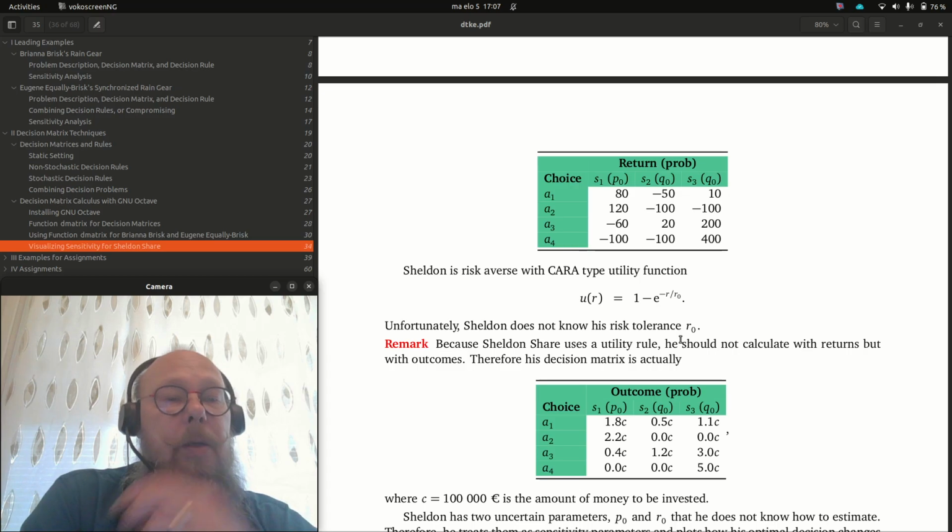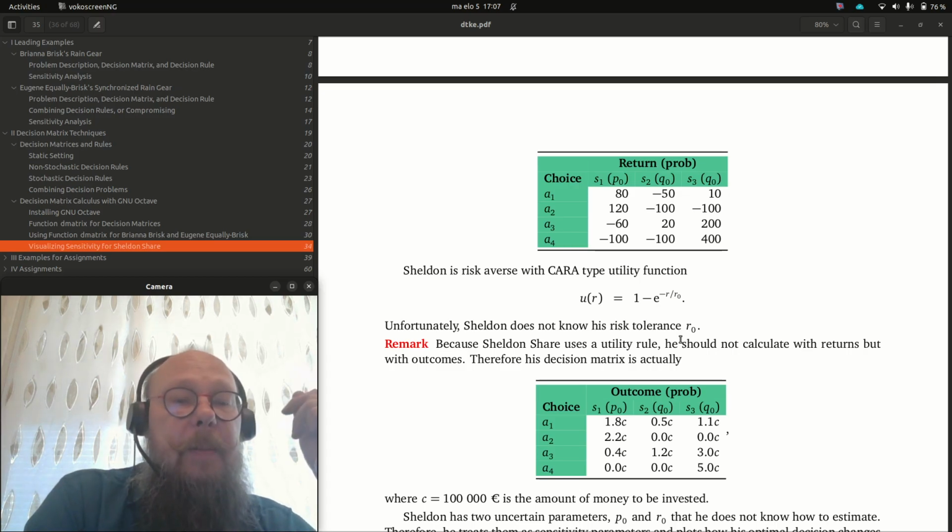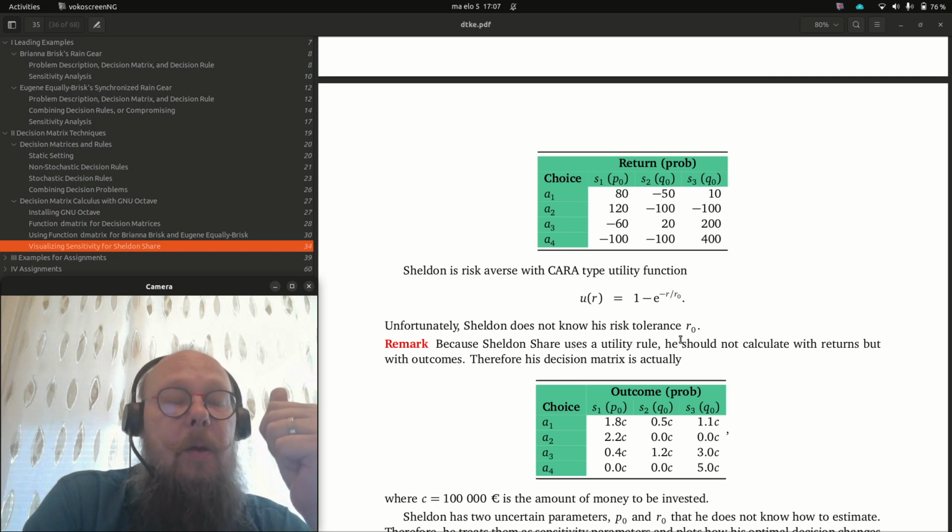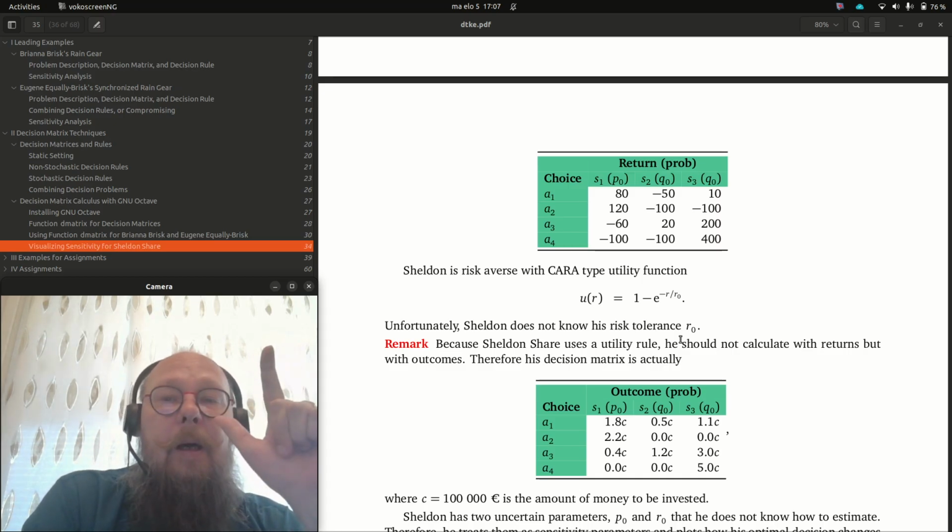So now we have two free sensitivity parameters in our system: p0, that is the probability of the pandemic, and another one, the risk tolerance r0. So p0 is from 0 to 1, and r0 is a positive number.